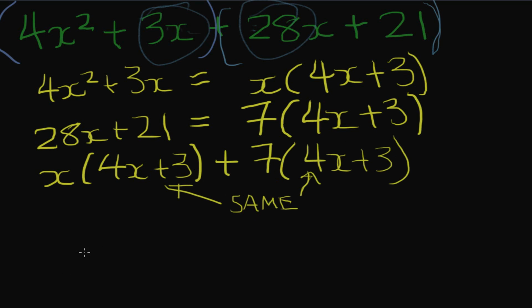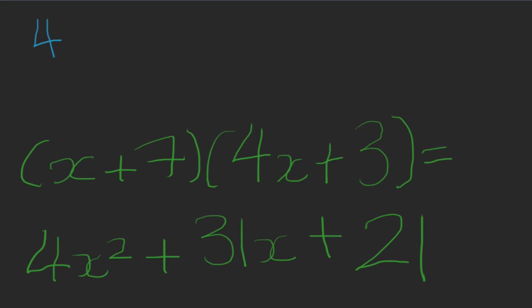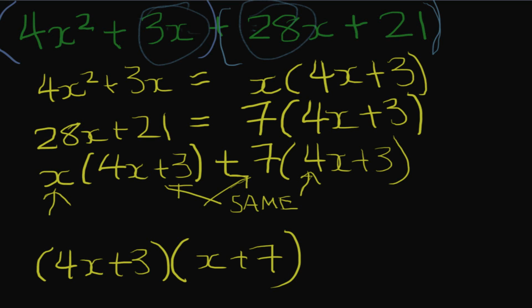So you could just write the equation. You could factorize it even more and say 4x plus 3 times, you take the x and the positive 7, x plus 7, and that would be the answer. 4x plus 3 times x plus 7, which is the answer, as you can see from here, 4x plus 3, x plus 7.